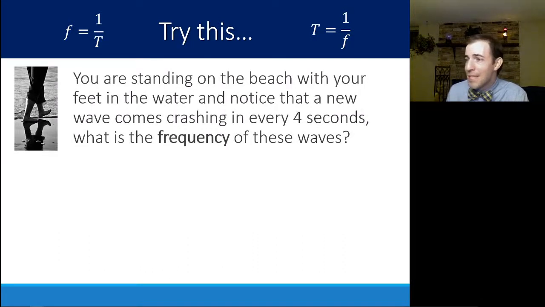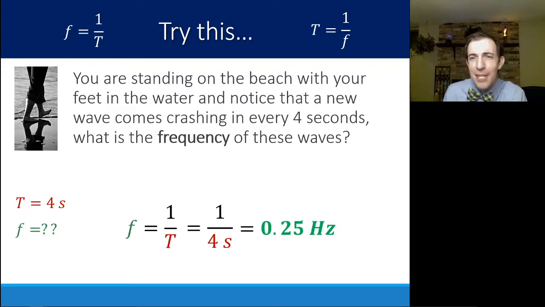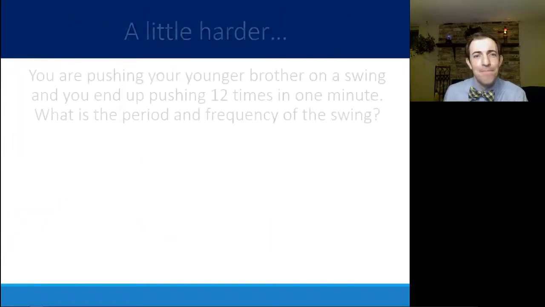Likewise, if you're standing on the beach with your feet in the water and notice that a new wave comes crashing every 4 seconds, what's the frequency of the waves? Well, 4 seconds, that's your period. That's the time for one complete wave. So to find the frequency, it's just 1 divided by 4, which is 0.25 hertz, which is saying that you experience a quarter of a wave every second if you're standing on that beach.